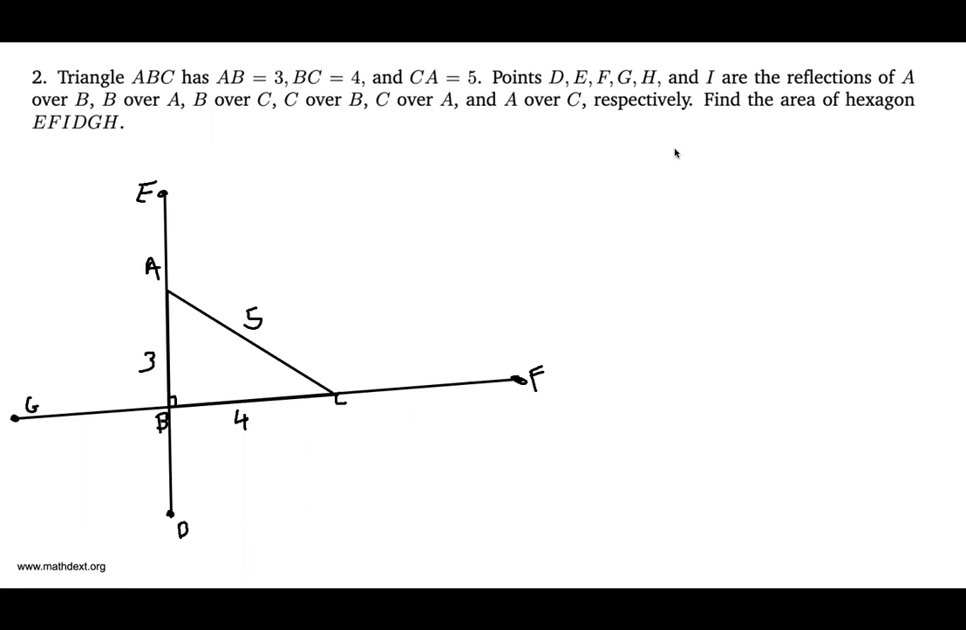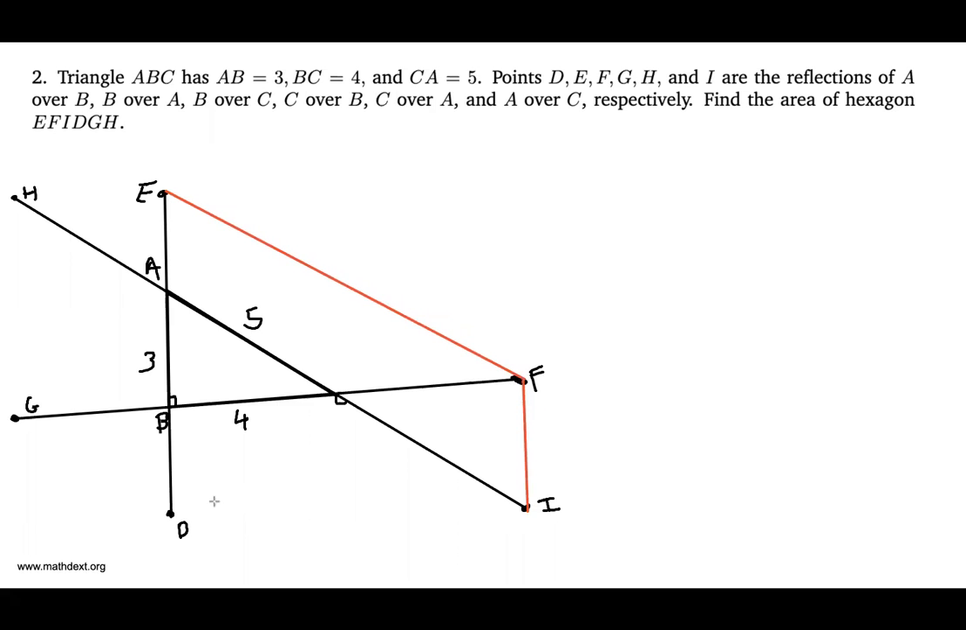H is C over A. So H looks like it's going to be about right there. And finally, I is going to be A over C. So I is going to be about right here. And we want to find the area of this hexagon, which I will do in red, E, F, I, D, G, H. So the hexagon looks something like this.